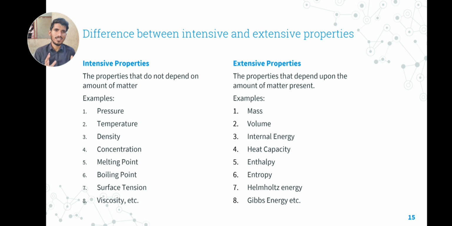So heat capacity is also another type of extensive property. Enthalpy, entropy, Helmholtz energy, Gibbs energy, all of these are the extensive properties as they all depend upon the amount of the matter that is present in the sample, that is present in the substance. So this is the main difference between the intensive property and extensive property.